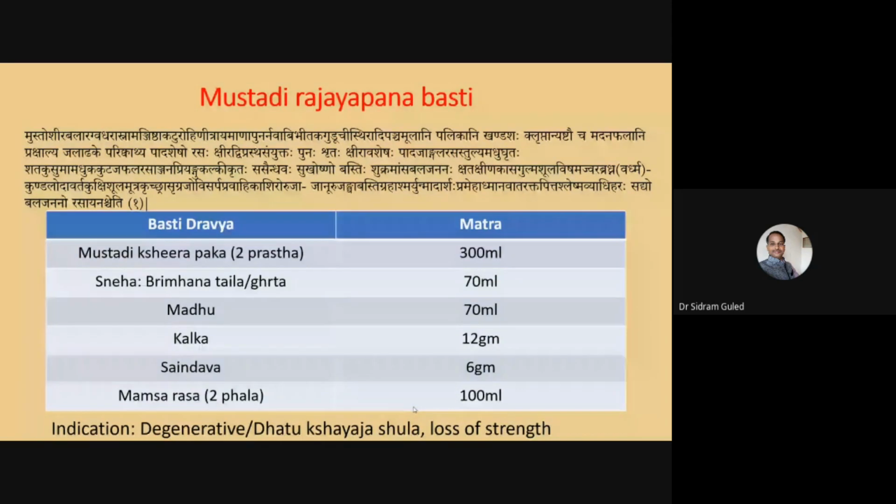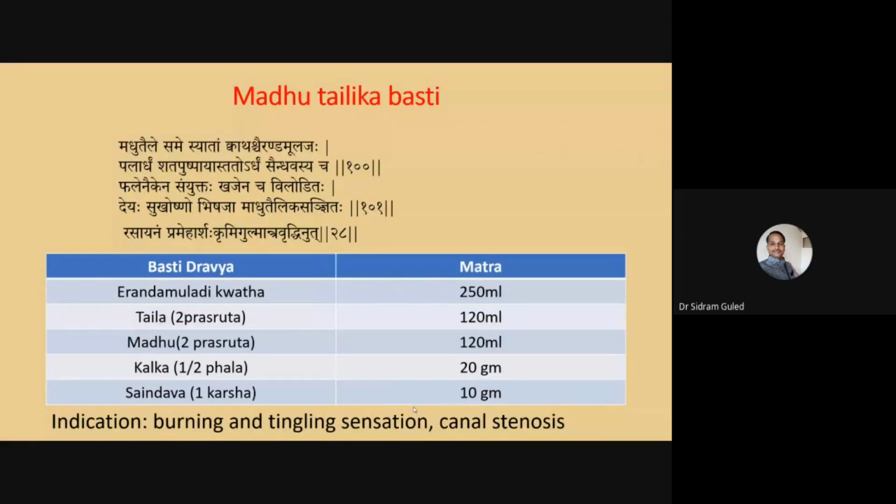These are the conventional method and the different proportions of different dravyas we use in Mustadi Raja Yapana Basti. Whenever there is degeneration, Dhatukshaya is there, Shula is there, loss of strength is there, we choose Mustadi Raja Yapana Basti. So another important or peculiar Basti we use in practice is the Madhutailika Basti.